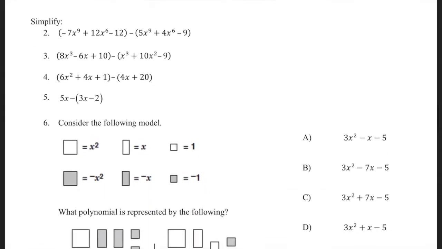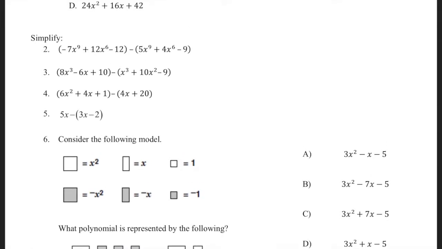All right, for the 2 through 5 here, we're going to simplify. So let's see what we can do here. Notice that I have subtraction here. So when I rewrite this, negative 7x to the 9th plus 12x to the 6th minus 12, I am distributing a negative 1 to all 3 of these terms. So minus 5x to the 9th minus 4x to the 6th plus 9.